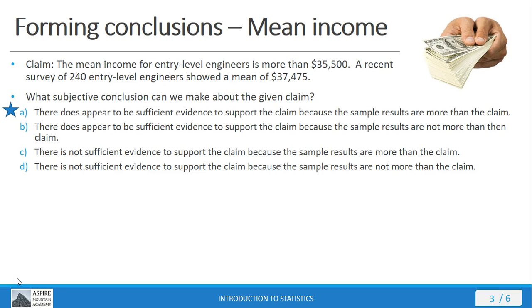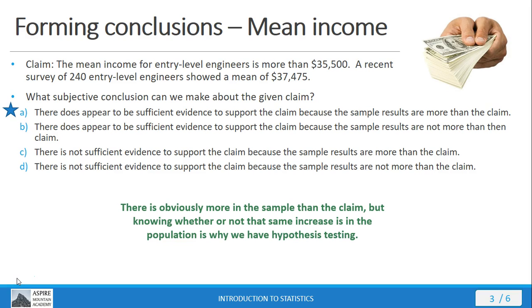Again, comparing 37,475 to 35,500, the difference is almost $2,000. I don't know about you, but $2,000 is not pocket change to me. I'm guessing it's not to you either, especially if you're a starving student. That's some serious moolah. So these two figures are not in the same neighborhood, and that's why we're going to select answer option A, because there does appear to be more in the evidence available than what is actually claimed.